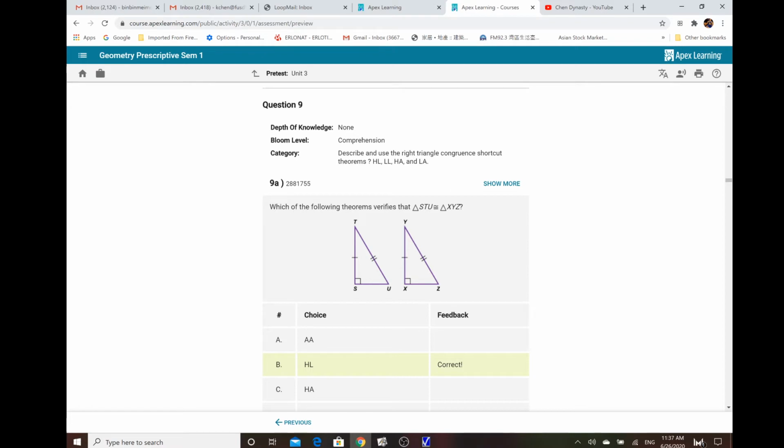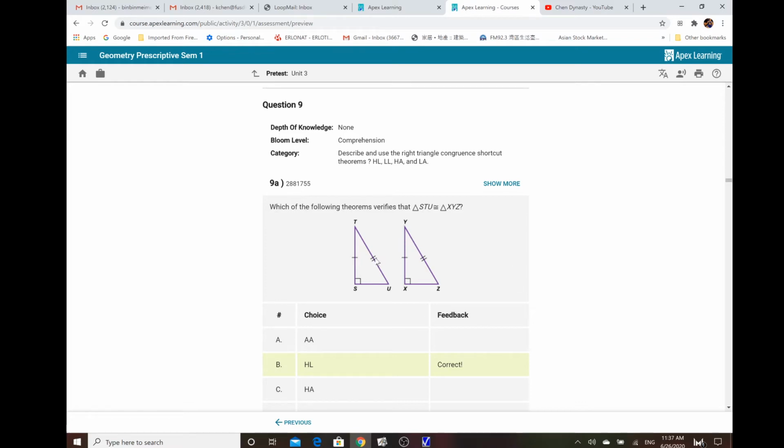Let's say the shortest leg is given and the longer leg is given. We can compare whether they have the exact identical length, so we can use LL, or double L's. And this one can also be proved by hypotenuse and angle. We'll talk about that later. And if it's a congruent right triangle, it can also be proved by leg and angle.